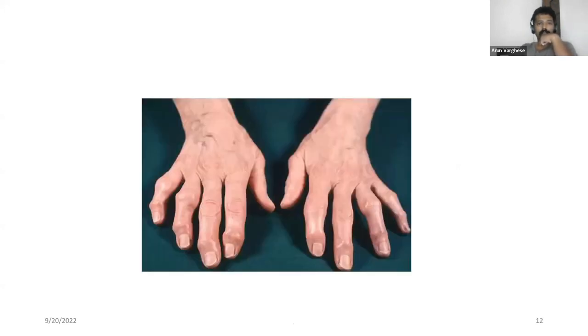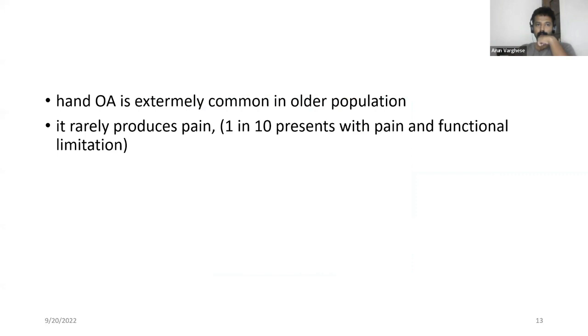Now this is our non-weight bearing joint, the fingers. You might have seen that as a person becomes older, it becomes extremely common. It doesn't mean that he has to develop a complaint. It rarely produces pain and rarely creates complaints for the patient. Like we have seen earlier, only 10% of those with hand OA will suffer from pain and functional reduction.